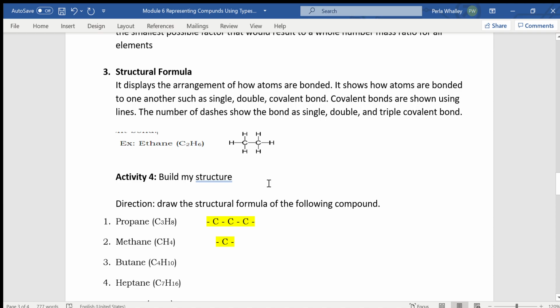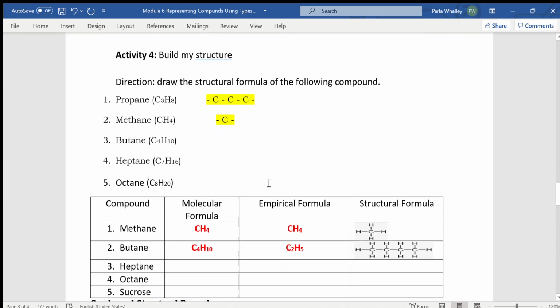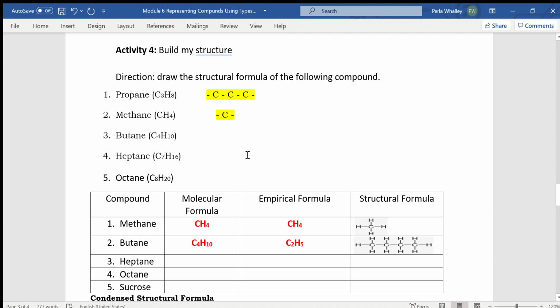Okay, let's go to activity number 4. Build my structure. Draw the structural formula of the following compound. Propane. So we have here already the molecular formula C3H8. So we have 3 carbons, 1, 2, 3, and there are 8 hydrogens.